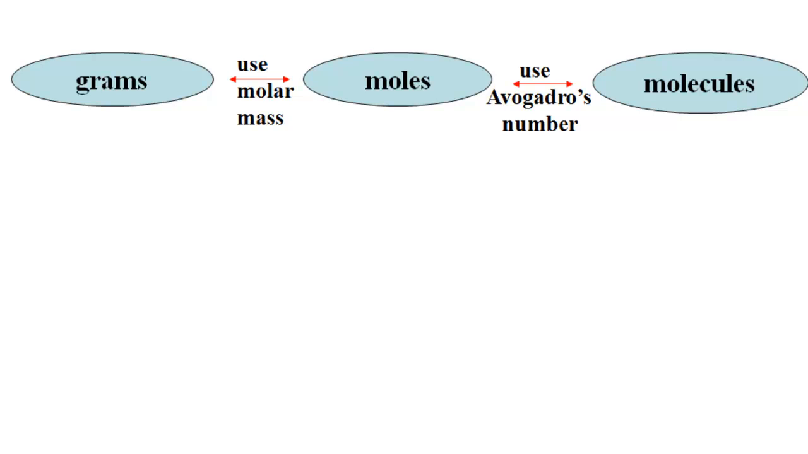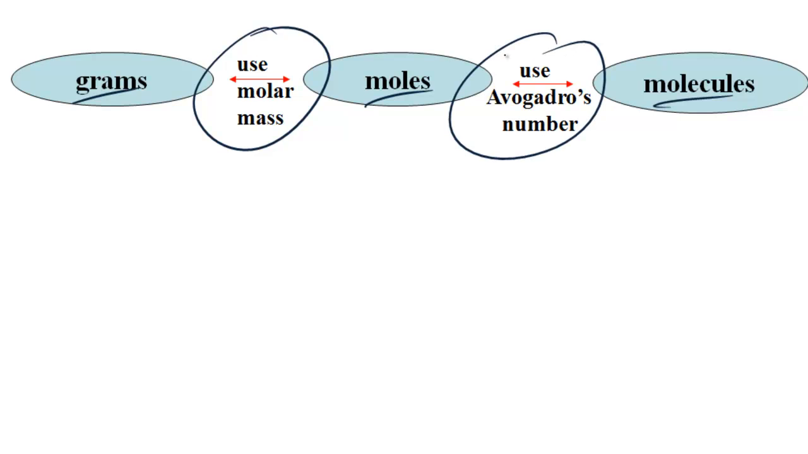So this is a really important slide. This is the slide that shows you the algorithm, the way of calculating from grams to moles to molecules. All right. So to go from grams to moles to molecules, you'll have two conversion factors. You'll have the molar mass of the substance that you're working with, and then you'll use Avogadro's number, knowing that 1 mole of anything is equal to Avogadro's number, 6.022 times 10 to the 23rd. That's how you'll convert from moles to molecules.